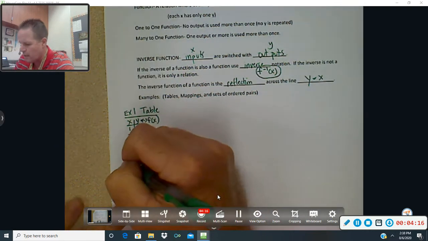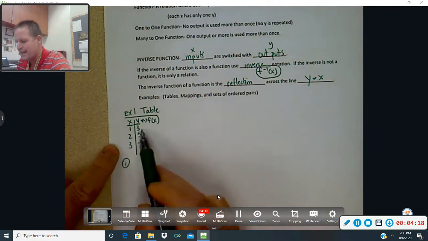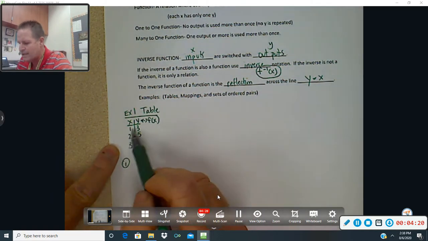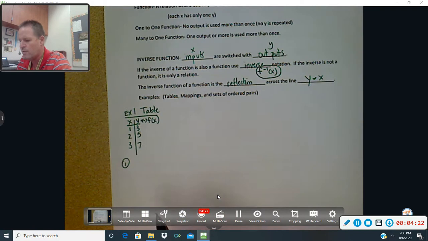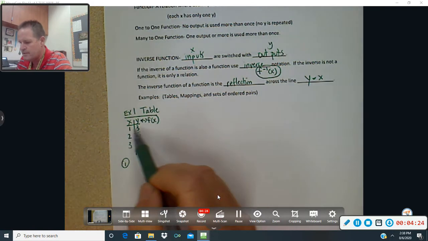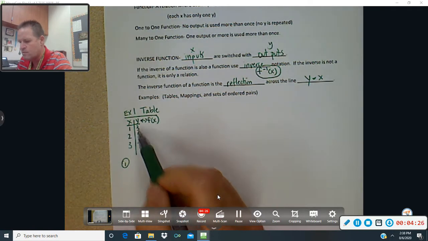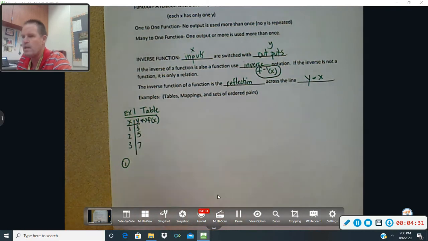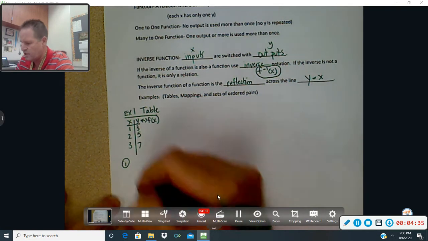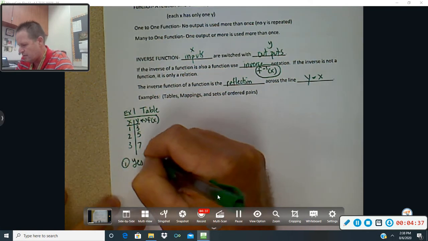So first thing we want to look at is, is this a function? Does each x have only one y? 1 is taking 3 to the dance. It only has one answer. 2 only has one answer. 3 only has one answer. Okay? So is it a function? Yes, it is a function.